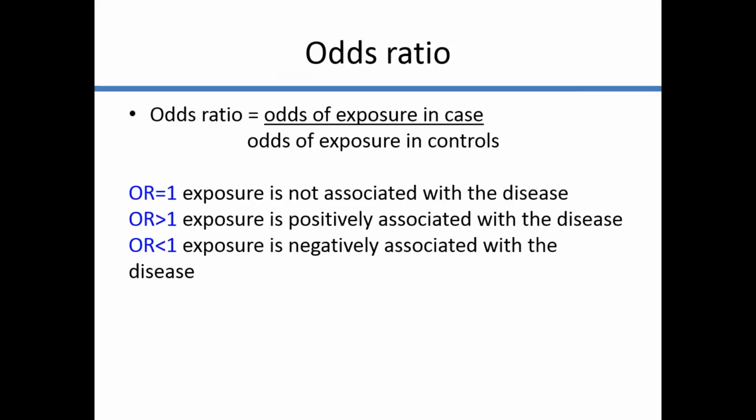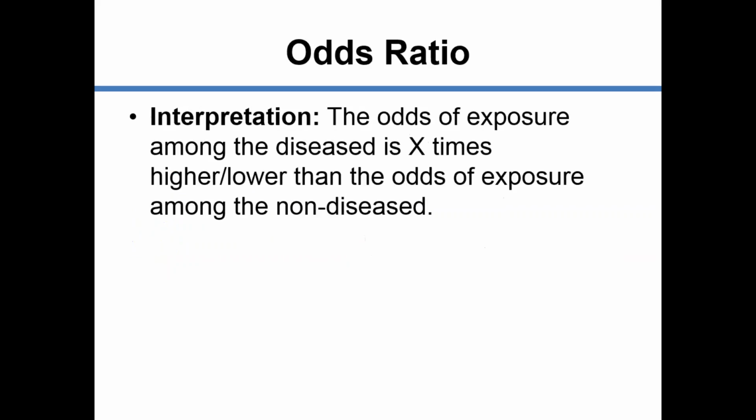Same interpretation as the relative risk. Odds ratio of 1 is no association. Greater than 1, positive. Less than 1 is negative or inverse. Next slide, please. Yep, we did this already. Next slide, please.